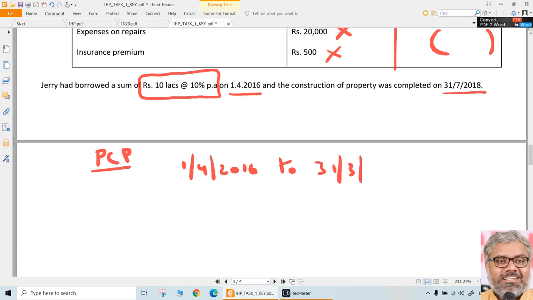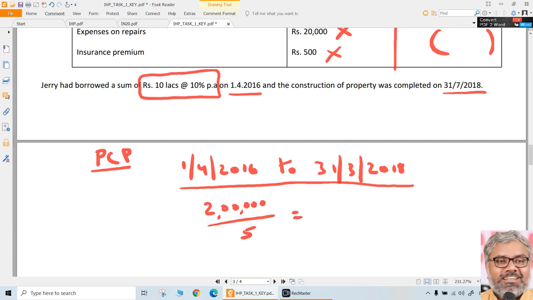Which year? 2018, because construction completed in 18-19. It will be the preceding end of the financial year, preceding the financial year in which the completion of construction happened. So 16-17, 17-18. So exactly 2 full years is the pre-construction period. So easy to calculate. So 10 lakhs into 10% means 1 lakh. 1 lakh into 2 years means 2 lakhs is the pre-construction period interest. But how much can be claimed as deduction? Only 1/5 of that, which means 40,000 can only be claimed as deduction related to pre-construction period interest.